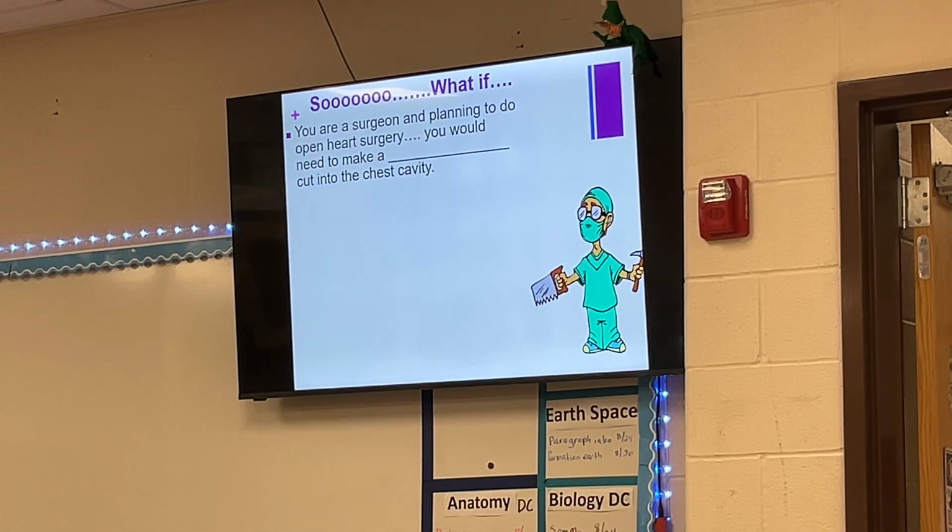Mid-sagittal because these terms don't mean anything unless I can see them. Pictures. That's what I'm about to find. It would be deep eventually. First you start superficial, then go deep, but you'd be making a mid-sagittal cut.